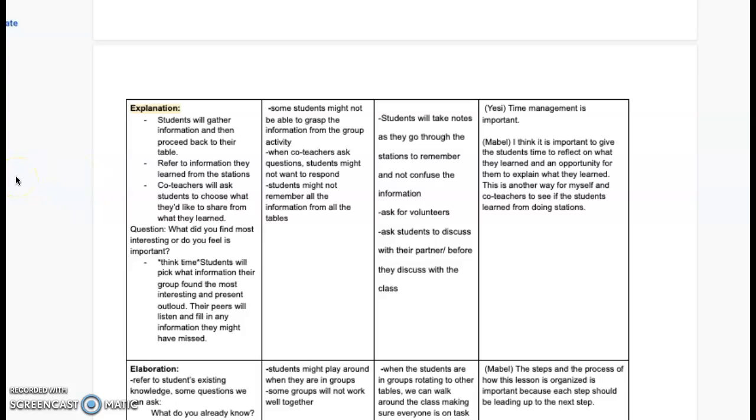We wrote down that students will take notes as they go through the stations to remember and not confuse information. My co-teachers and I don't know exactly how many stations or tables we're going to do, but for sure it's going to be more than three. Sometimes students might confuse the information, might confuse dates, or they might simply forget what they learned. I know it's happened to me where I learned something in that moment, and then I'm like, wait, what did I learn?